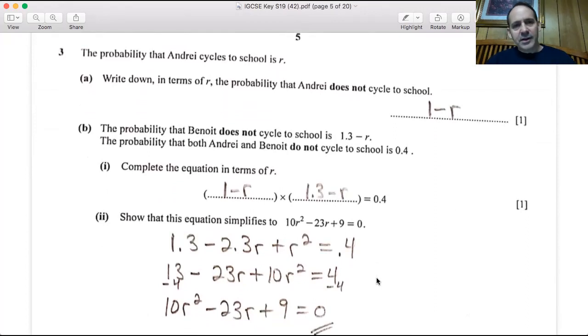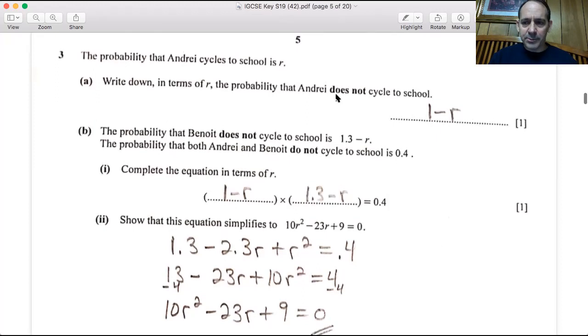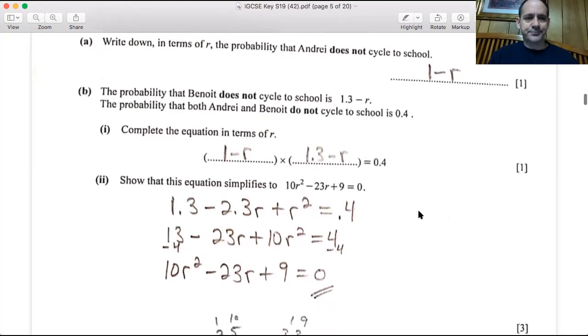Moving on to number 3, the probability that Andre cycles to school is r. Write down in terms of r the probability that Andre does not cycle to school. Well, hopefully you remember your probability of not an event is 1 minus the probability of the event. So if the event is r, then not would be 1 minus r.